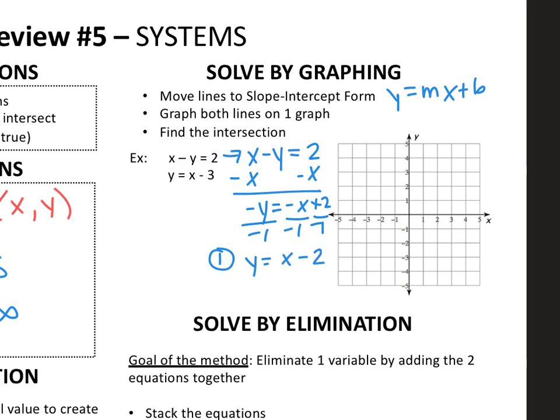Then we're going to do our second one over here, which is already in slope-intercept form. So our second line is y equals x minus 3. So let's graph the first one. For graphing, we start at our y-intercept, which is negative 2, and then we're going to go up one, right one, up one, right one, up one, right one.